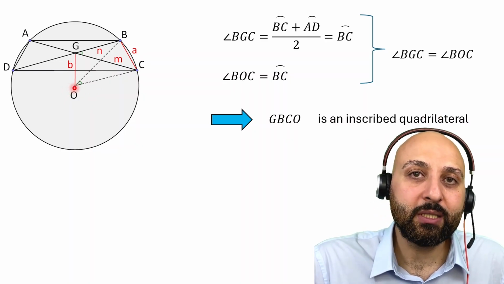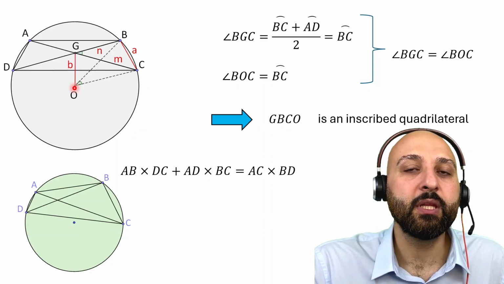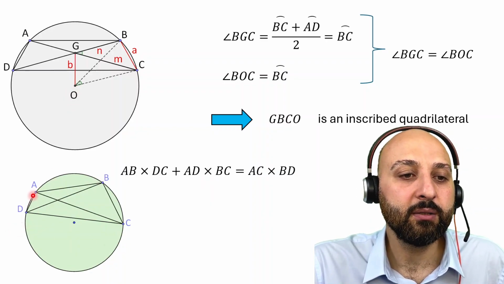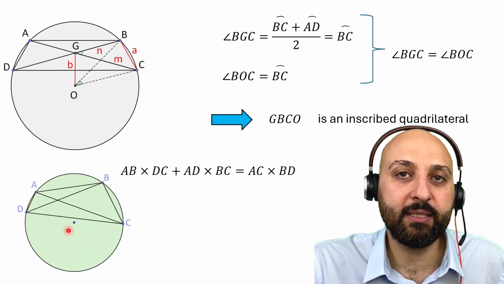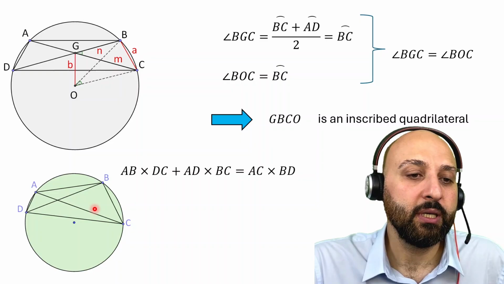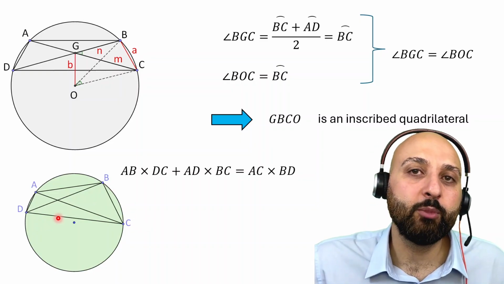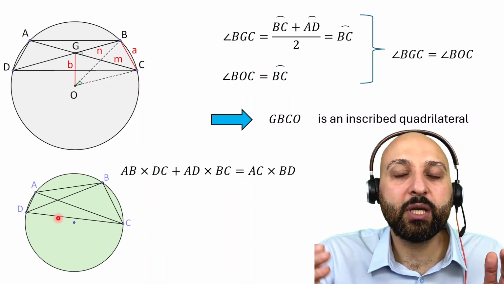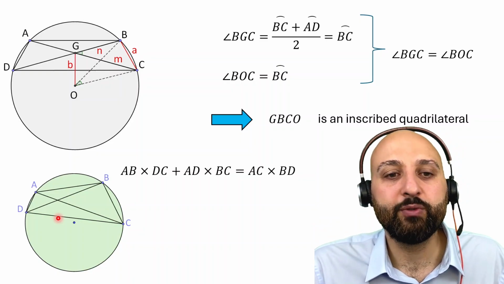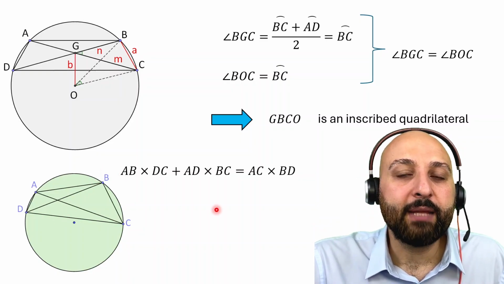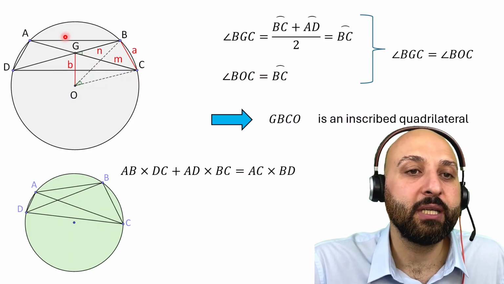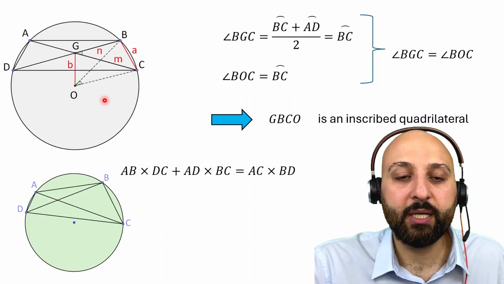For an inscribed quadrilateral, we have a very famous theorem. It says that if ABCD is an inscribed quadrilateral, we take AB multiplied by DC plus AD multiplied by BC, and that is equal to AC multiplied by BD. So if we multiply the opposite sides and then add them together, that is equal to if we multiply the diagonals. We know this theorem and I'm going to prove this after this slide. And we are going to apply it for this case.